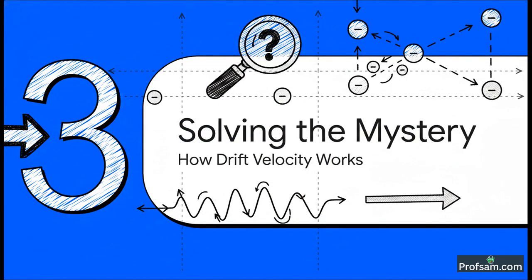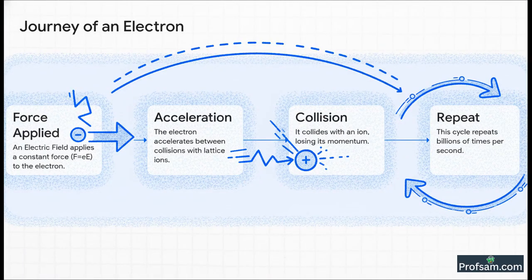Okay, Section 4, solving the mystery. So we know the drift is slow, but why is it so slow? Let's take a closer look and understand how this drift velocity actually works. I want you to imagine the journey of just one electron. First, the electric field from the battery gives it a small, constant push, a force. Because of this force, the electron starts to accelerate. But it can't go far. Very quickly, bang, it collides with one of the fixed ions in the metal structure.